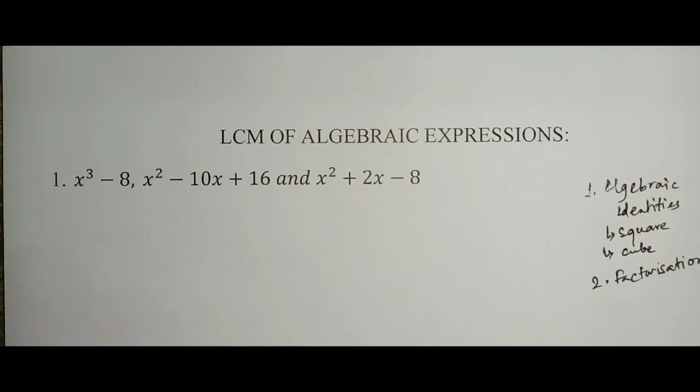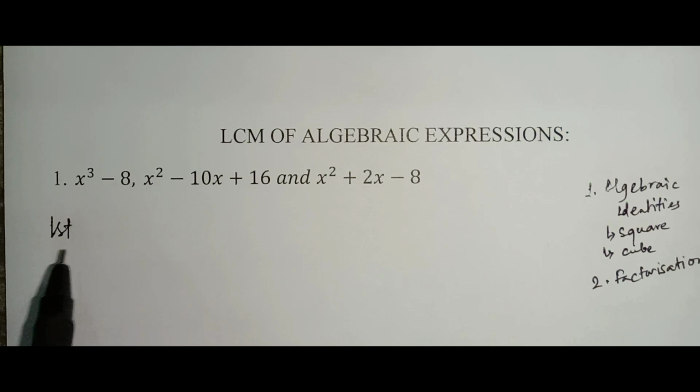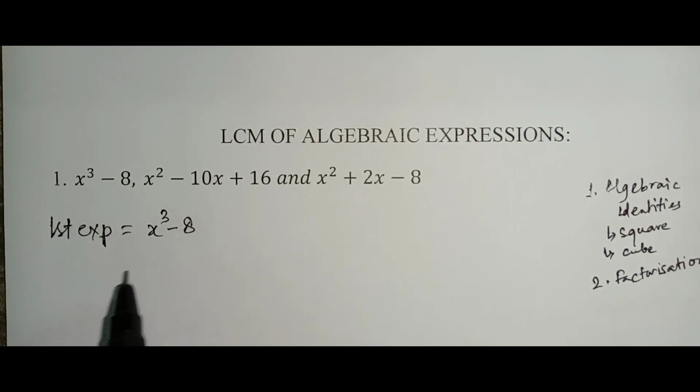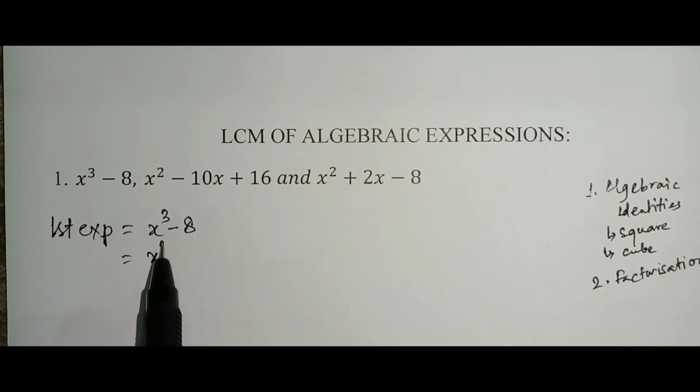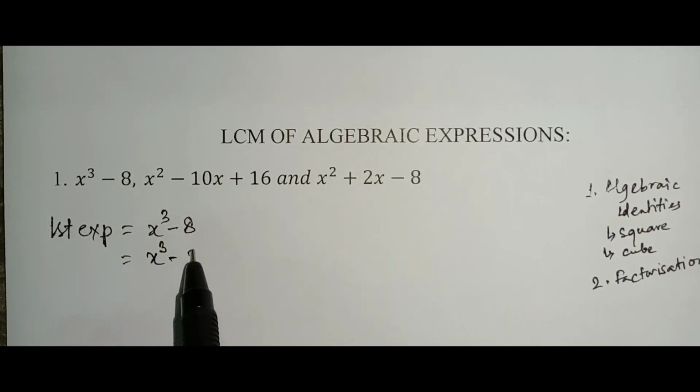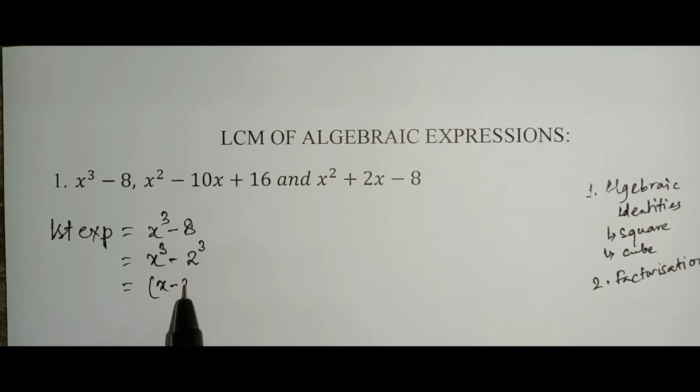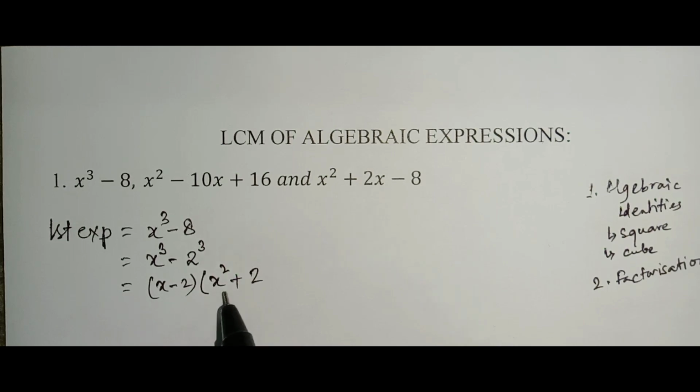Here my first expression is x cubed minus 8. This can be written as x cubed minus the cube of 2. So a cube minus b cube equals a minus b times a squared plus ab plus b squared. Here a means x and b is 2, so I write x minus 2 times x squared plus 2x plus 2 squared, which is 4.